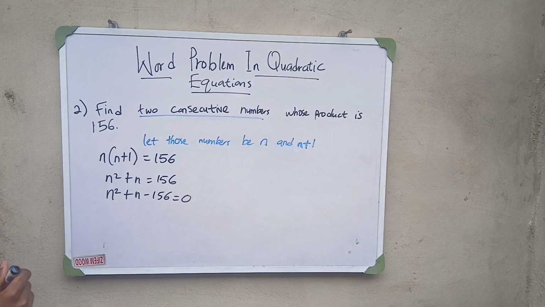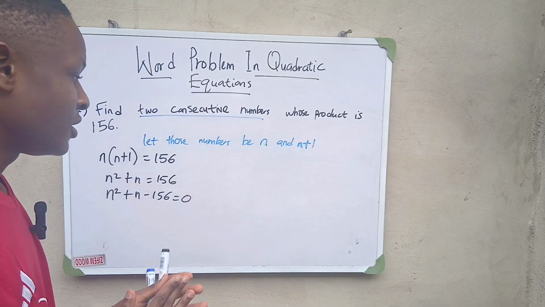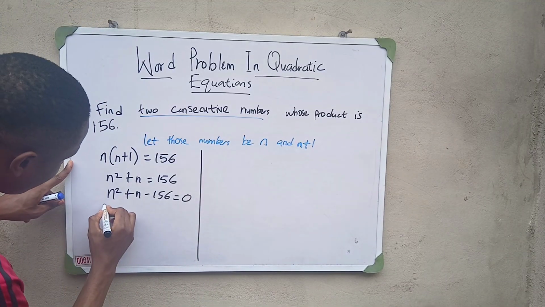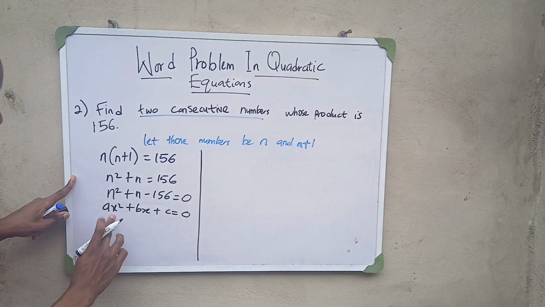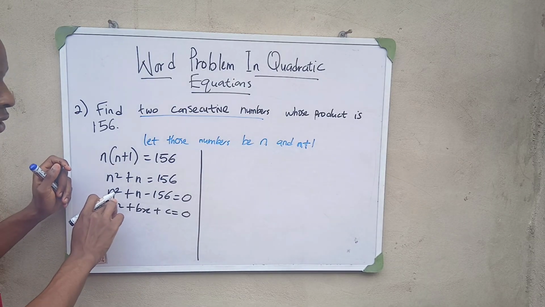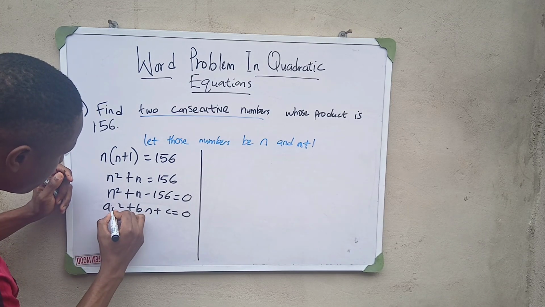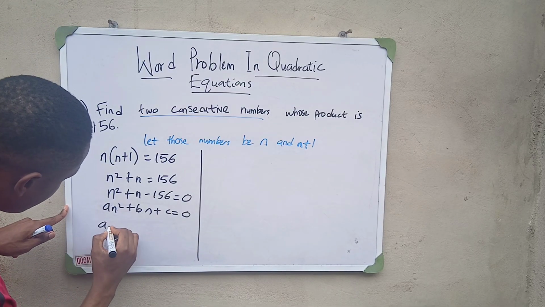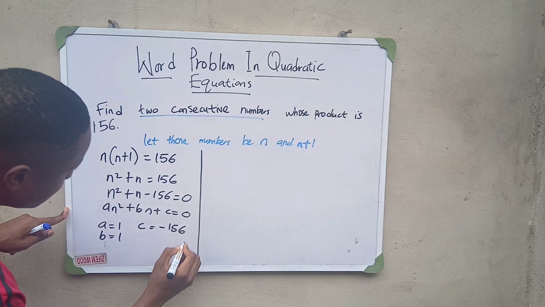So now we have to choose the method to use. We are going to use formula method again in this problem. So using the general format, we have ax squared plus bx plus c is equal to 0. So this is the general format for all quadratic equation, but we use our variable n here. So we are just going to change x to n. So now this is what we have. So comparing this and this, our a is 1, our b is 1, and our c is minus 156.